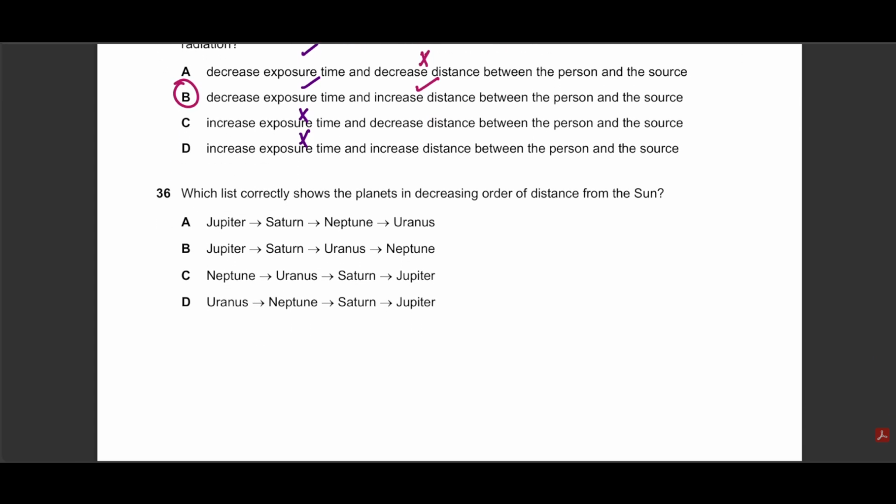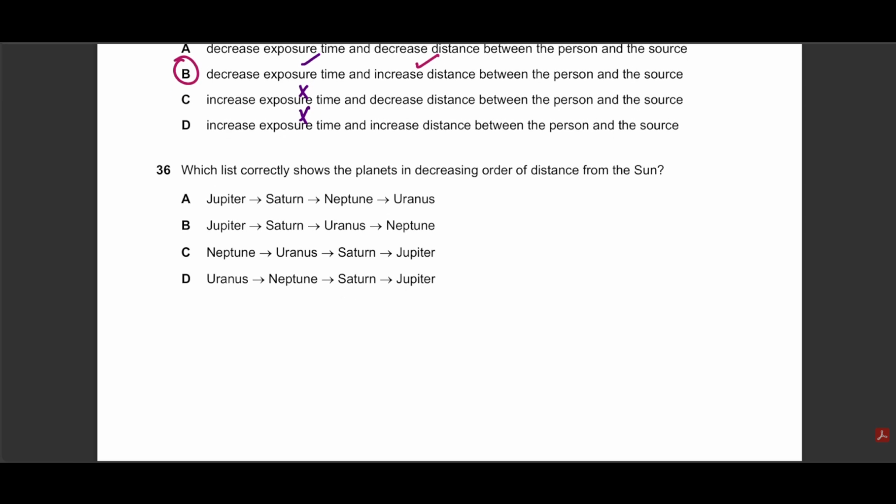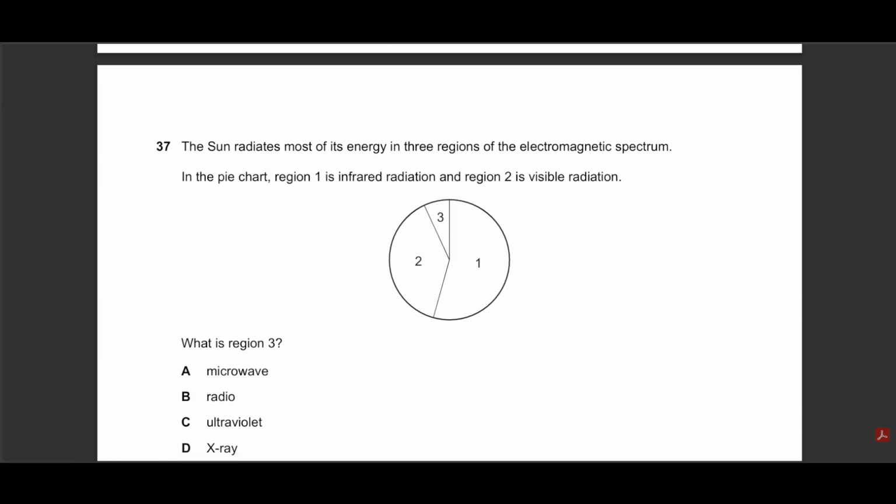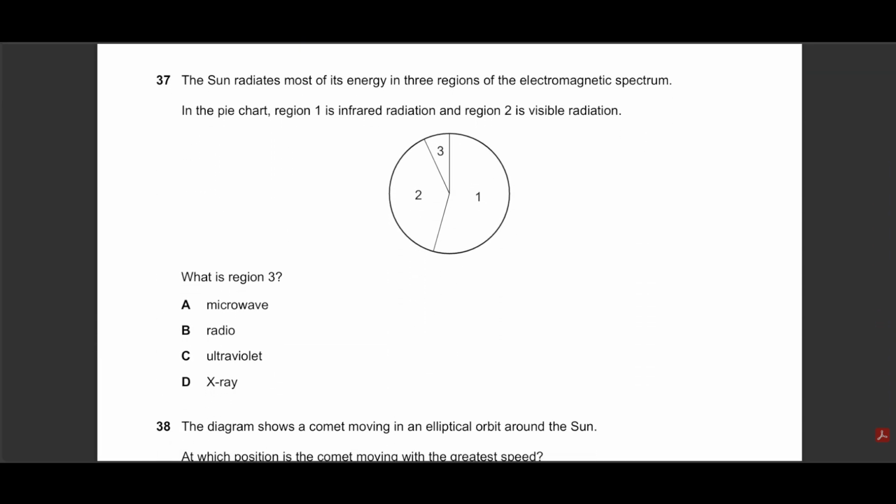36, again, it is from memory. It is from a simple fact. I can't really help you with that. It says which order correctly shows decreasing order of distance. So it has to be option C, Neptune, Uranus, Saturn, and Jupiter. Again, I'm really sorry, can't really help you with that. It's just logic. It's just the way they've been named.